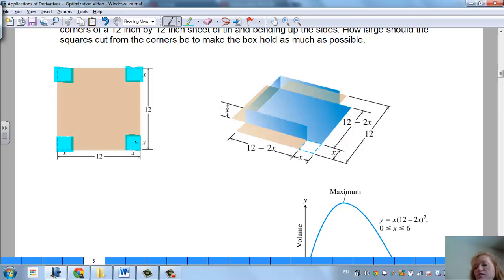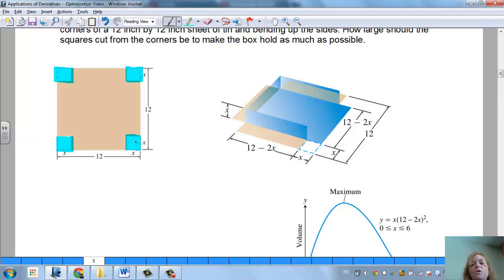We know our sheet is 12 by 12, and we're going to figure out how large the squares should be cut so that the box holds as much as possible. So we're looking for the maximum amount this box can hold, the maximum amount of volume.